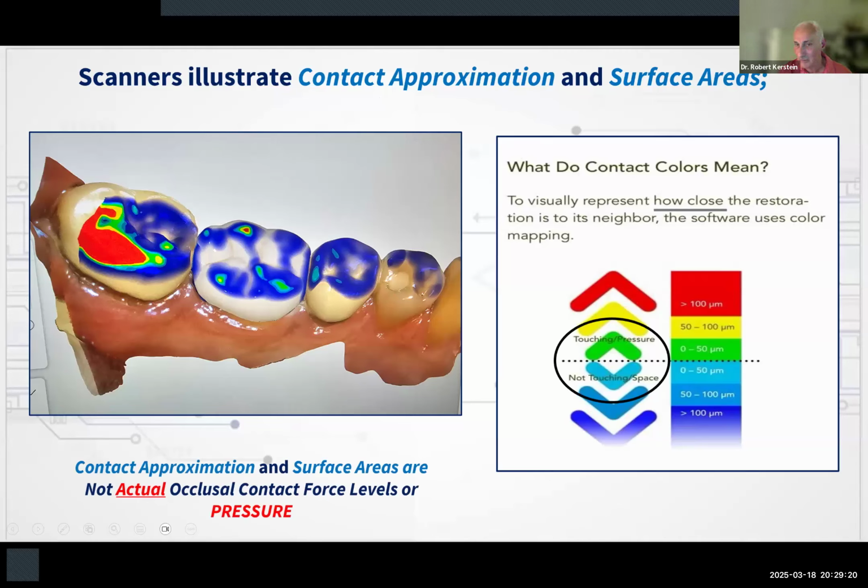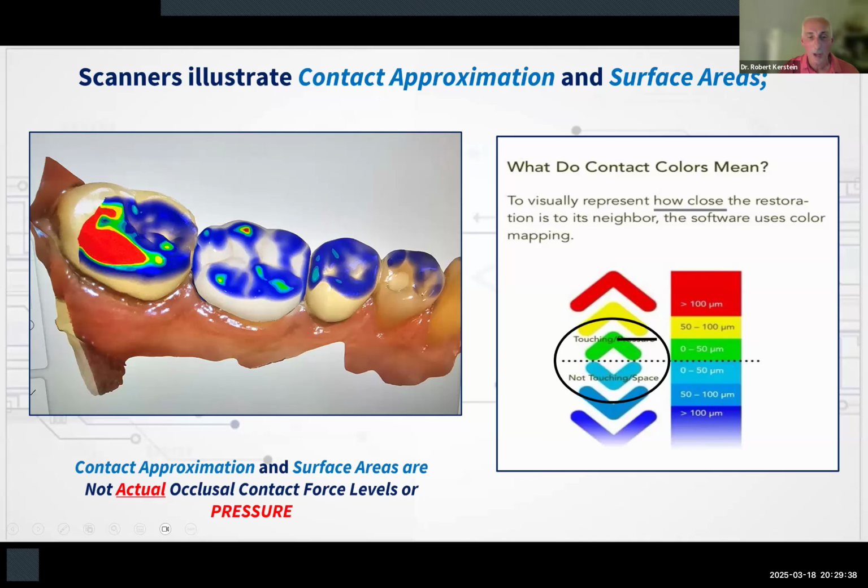And so they say there's pressure, right? But look at what the scale's measured in. Microns. Microns is a distance. Pressure is measured in force per unit area, like newtons per square centimeter, right? Not microns, right? There is no pressure being generated in any of this.